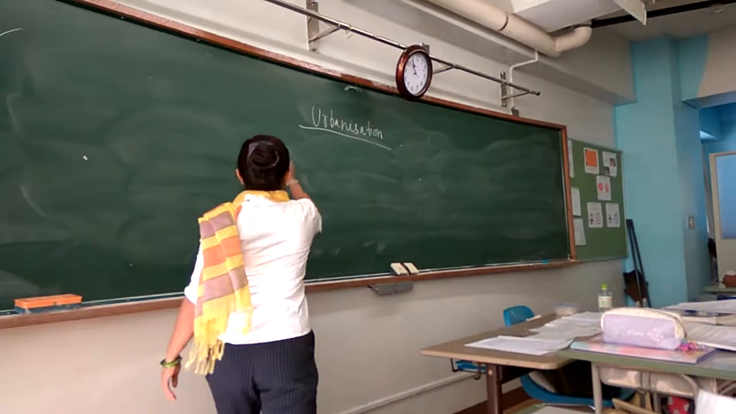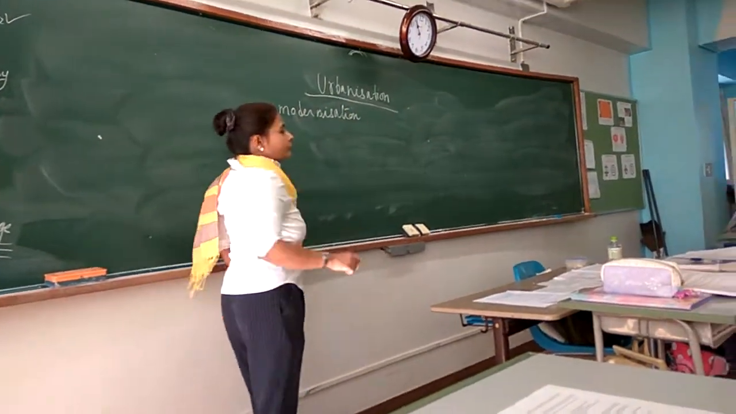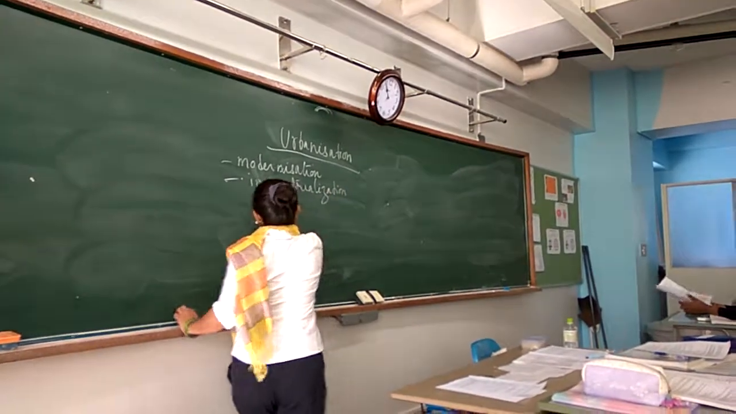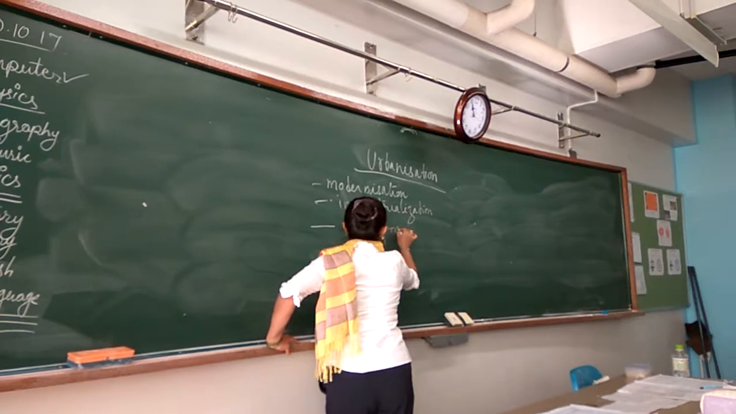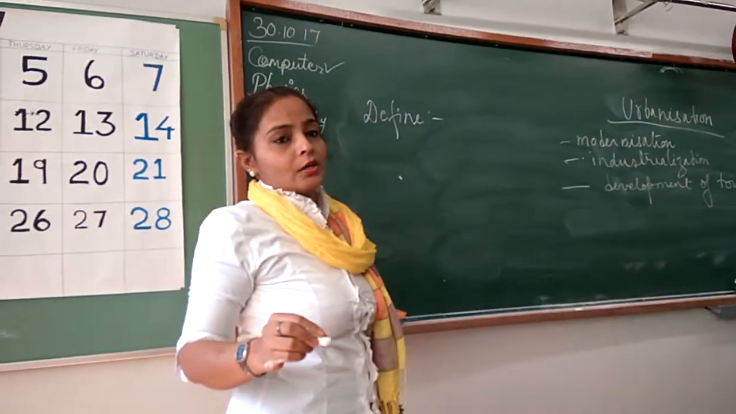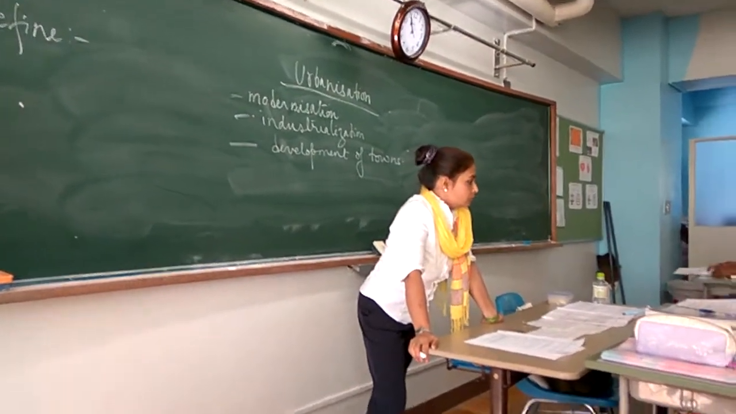Modernization. Is there any other point? Industrialization. All right. Next. Development of more towns. Okay. Now, suppose Anisha is going to answer this question. How are you going to define urbanization? Urbanization is the process in which a rural area is made into an urbanized area by modernizing and industrializing the area.